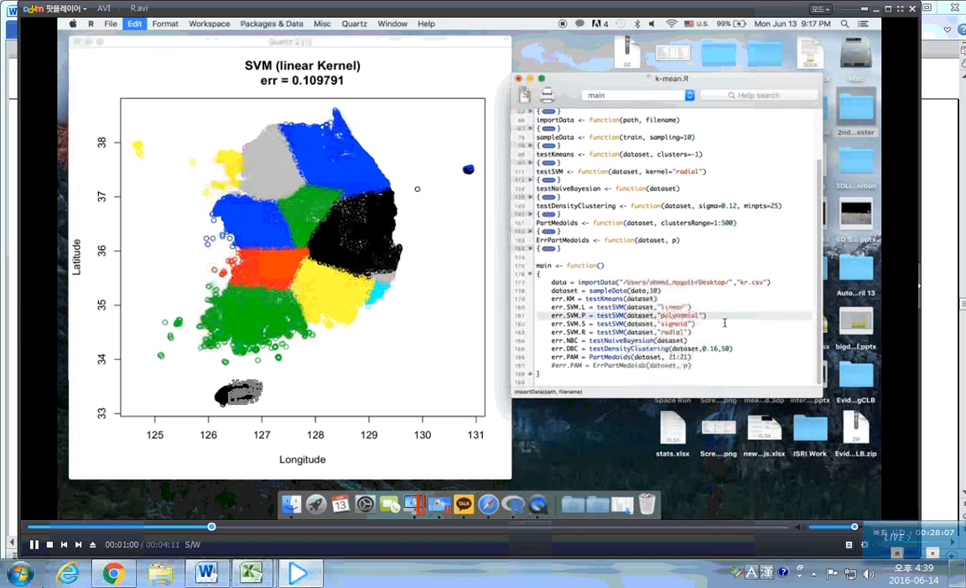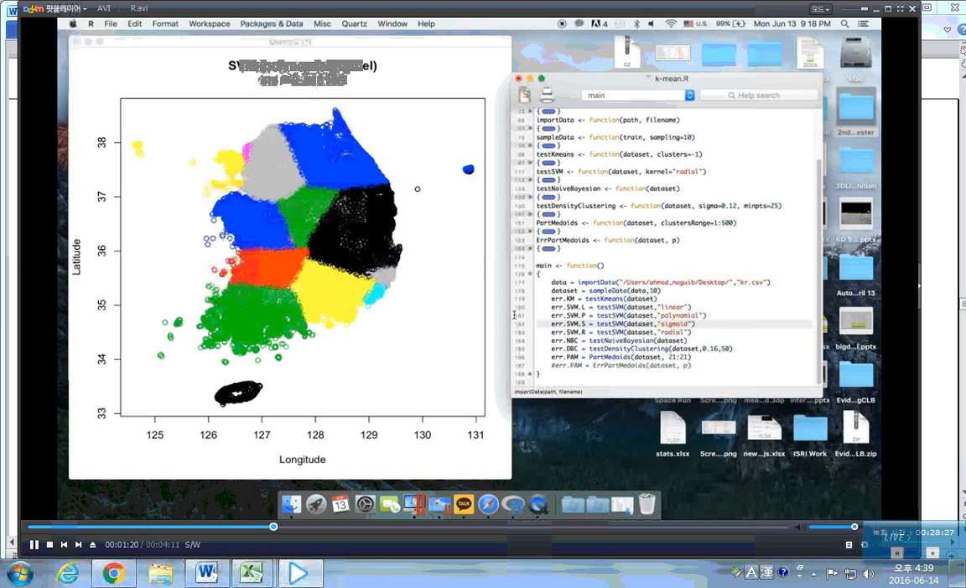So this is the code that I shared on iCampus. The first step is to load the data set. The second step is to prepare the data set for the clustering techniques. So this is kind of sampling. And then I will start to apply one by one of these techniques.